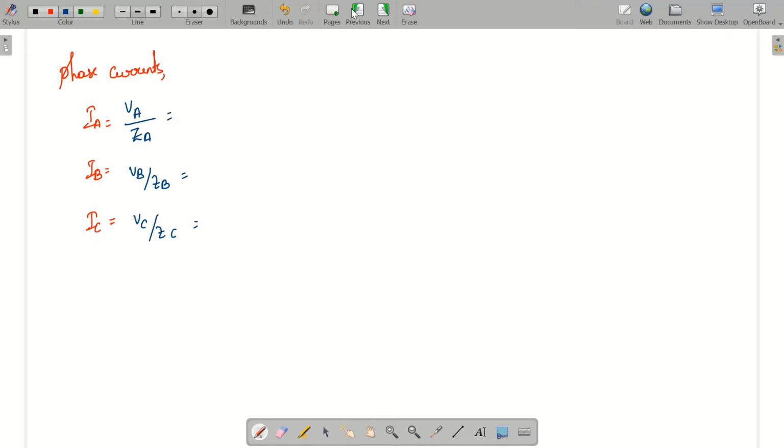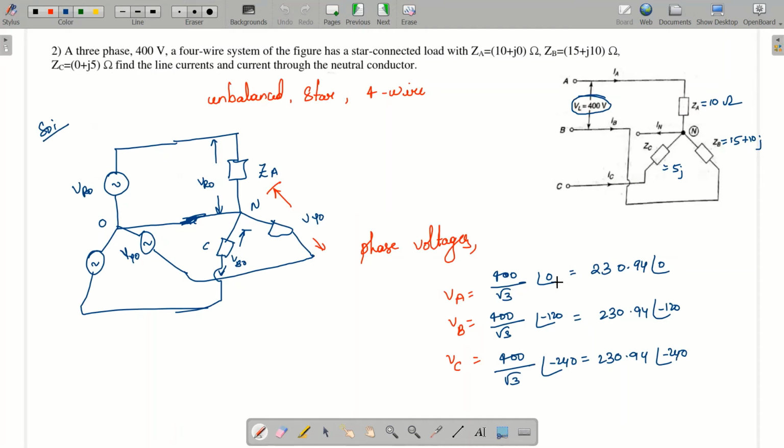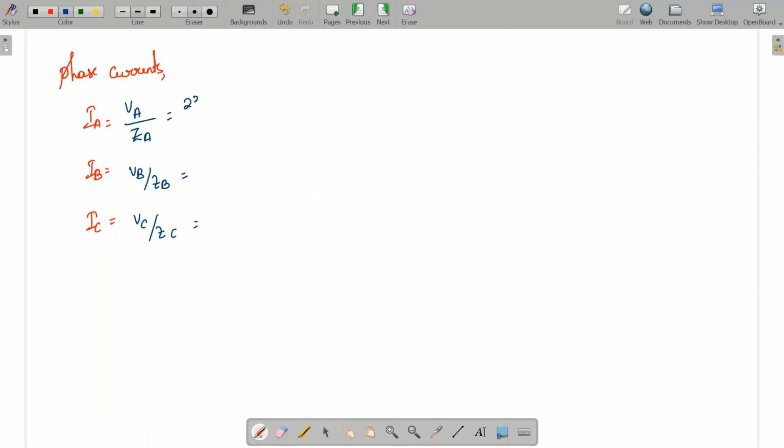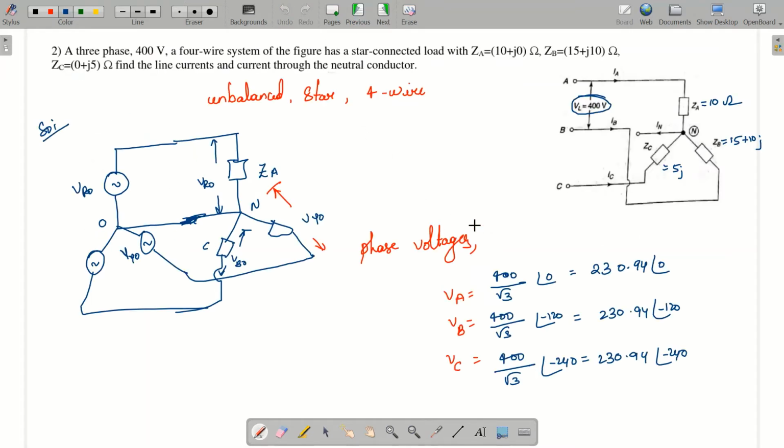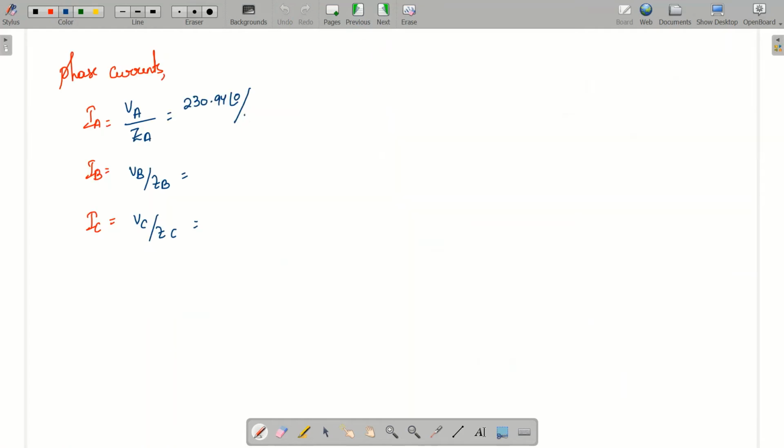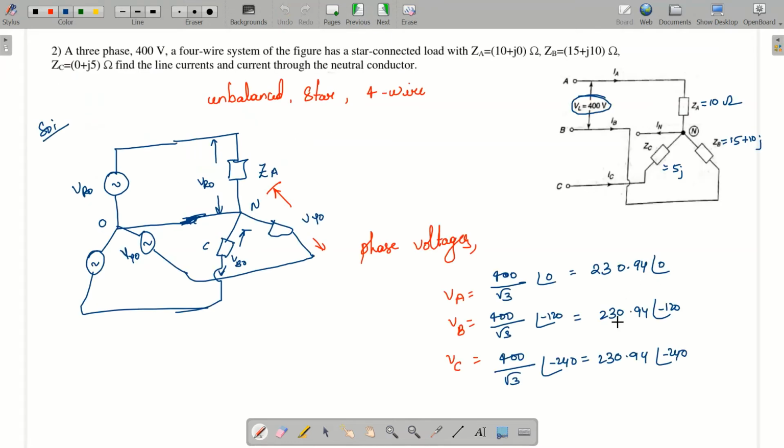What is VA? How much did we get? 230.94 at an angle of 0, divided by its impedance, 10. Similarly, 230.94 at an angle of minus 120 divided by the impedance value, 15 plus 10j.